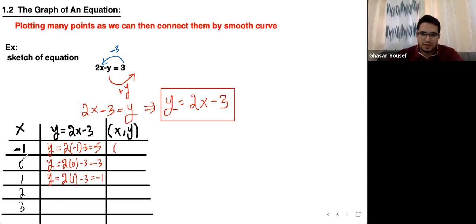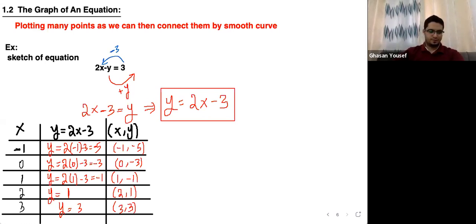So the point here is -1 and -5. The point here is 0 and -3. Here the point is 1 and -1. For this point, when I plug the 2 inside this one, 2 times 2 is 4, 4 minus 3 is 1. So 2 and 1. For the third point, 3: 2 times 3 is 6, 6 minus 3 is 3. So the point is 3, 3.